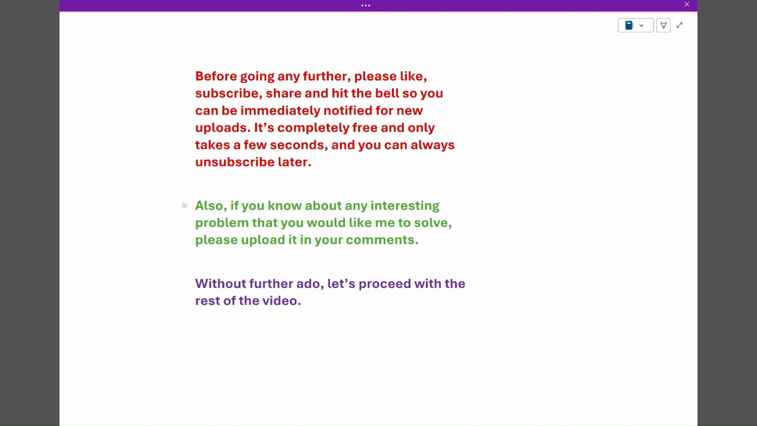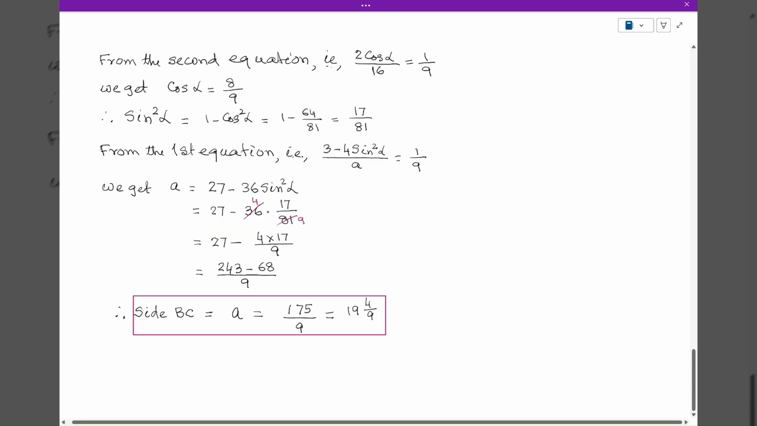Without further ado, let's proceed with the equation 2 cos alpha divided by 16 is equal to 1 by 9. We get cos alpha is equal to 8 by 9. Or sin square alpha, which is equal to 1 minus cos square alpha, becomes 1 minus 64 divided by 81, and that is 17 by 81. So sin square alpha is equal to 17 by 81.